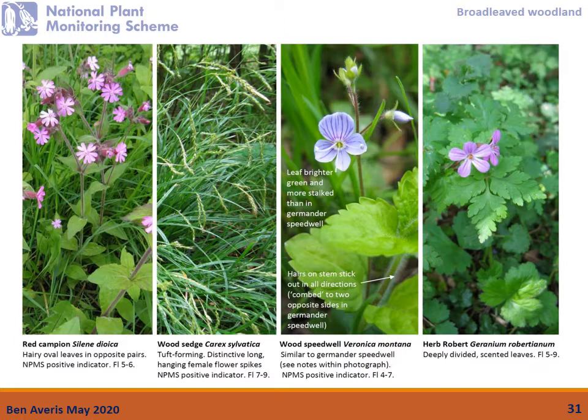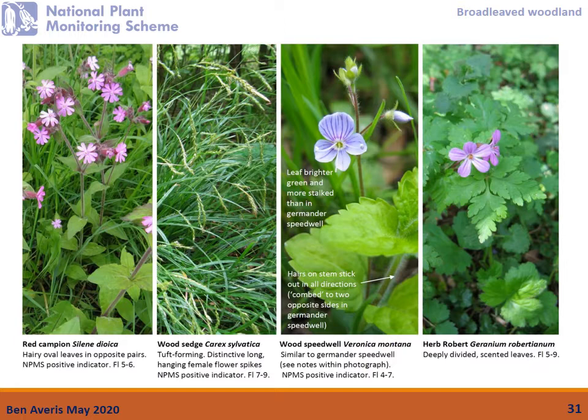Wood speedwell, this is a bit like the germander speedwell that we saw earlier in the woodland on neutral to mildly acid soils. But you can see in that photo the hairs on the stems stick out in all directions. Also the leaves are a more bright yellowy green colour, and they tend to be on more definite stalks, the leaves that come off the stems, whereas in germander speedwell the stalks are so short you hardly notice them. And it goes from more neutral to basic soils, the wood speedwell does.